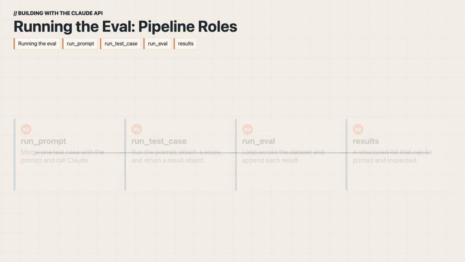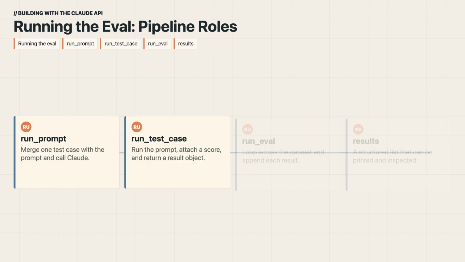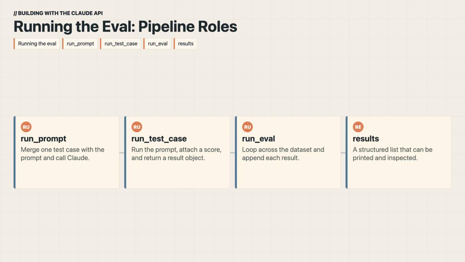Now the dataset is ready, so we build the core evaluation pipeline. It has 3 functions. run_prompt takes one test case and sends the merged prompt to Claude. run_test_case calls run_prompt, then grades the answer. run_eval loops through the dataset and collects results. The grader is still simplified for now, but the skeleton matters because it shows where model-based grading will plug in next. Notice the responsibility split. Each function has one job, so the notebook can grow from a teaching example into a more serious eval runner.